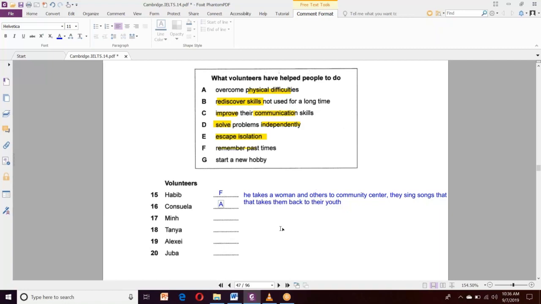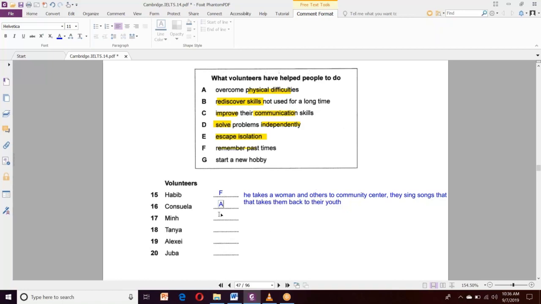Now, for number 15, I'm going to go back to number 15 for a second because they tried to trick you with number 15 when they were talking about what Habib was doing. They mentioned the word difficulty. Some people might have chosen A because they heard the word difficulty. Okay, and you can't fall into that kind of trick.